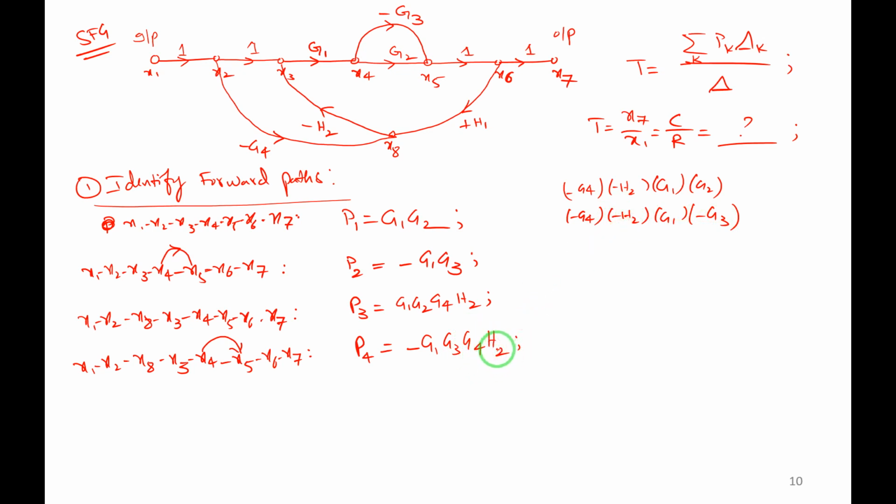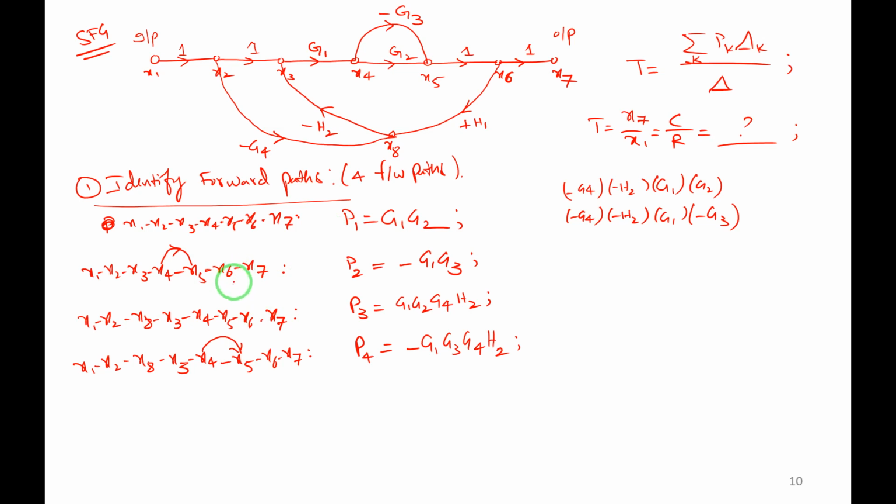I hope you came to know. Let me find out, is there any fifth forward path which is connecting from input node to output node? Only 4 forward paths are there. Totally 4 forward paths we have identified. In the previous Mason's gain formula illustration, we have seen only 2 forward paths. Here 4 forward paths. Based on the problem, it changes.